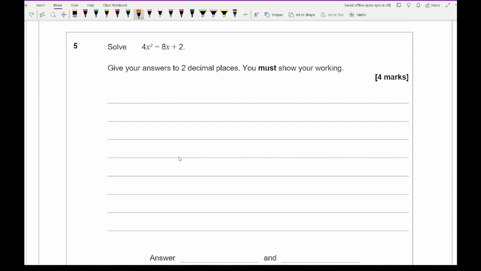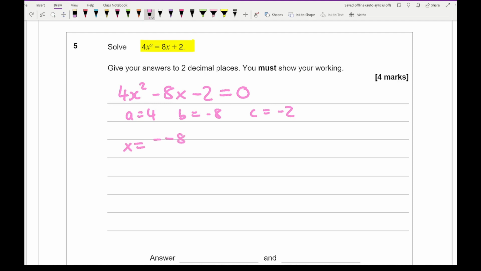Then moving on to question 5, it says solve 4x squared equals 8x plus 2. Give your answer to 2 decimal places. It must show your working out. So again here I need to make this equal to 0 first. So that's 4x squared minus 8x minus 2 equals 0. So then a equals 4, b equals minus 8, and c equals minus 2. So x equals minus minus 8 plus minus the square root of minus 8 squared minus 4 times 4 times minus 2, all divided by 2 times 4.